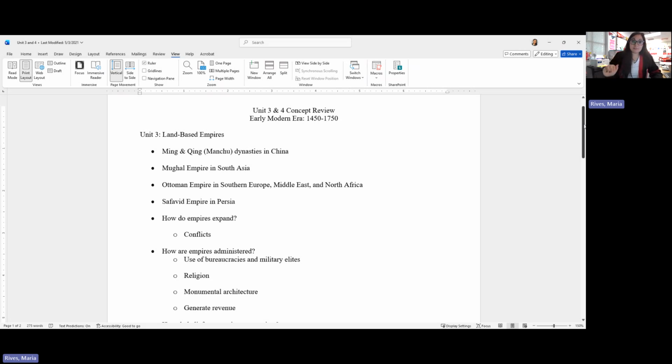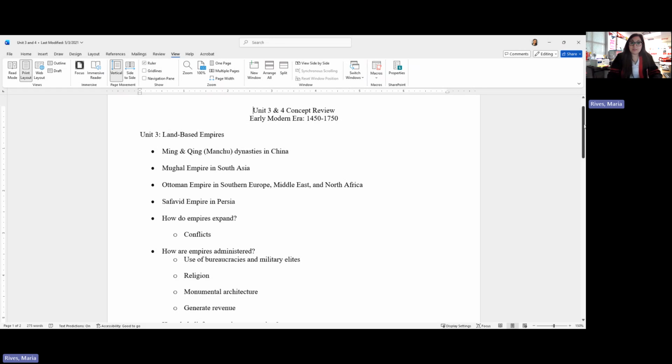So Unit 3 is land-based empires. The big question is, how do land-based empires establish and maintain their state? So here's a list of some example land-based empires. We have Ming and Qing dynasty in China. Ming is the one that replaces the Mongols or the Yuan dynasty.